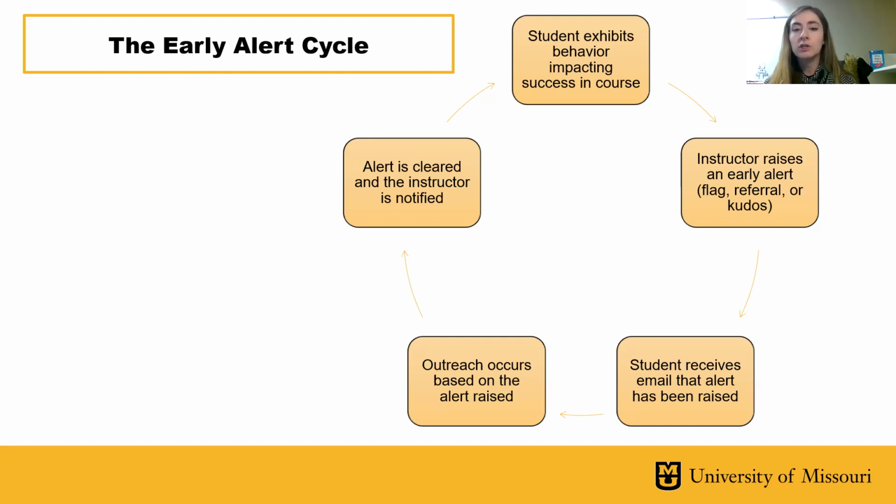The student then receives an email that an alert has been raised. For all of the items that can be raised, there is an equal email that is sent, except for the student flag 6 times, as Rachel mentioned. And then based on the flag, outreach occurs. That is where the tier system comes in. Based on that concern, it sparks an outreach process. And then an alert is cleared and the instructor is notified.